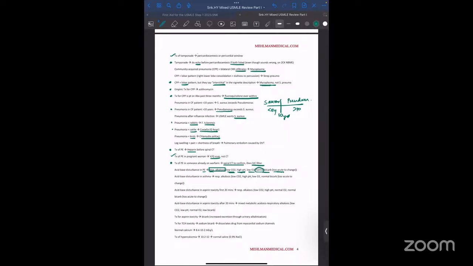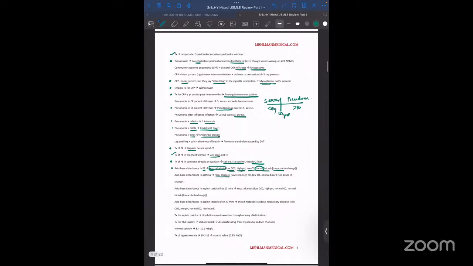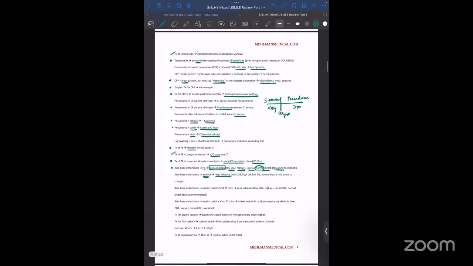Then acid-base disturbance in asthma is also respiratory alkalosis: low CO2, high pH, low O2, normal bicarb. Again, it's too acute to change, because I guess we're considering this an acute asthma attack. Then acid-base disturbance in aspirin toxicity in the first 20 minutes is respiratory alkalosis. Again, low CO2, high pH, normal O2, normal bicarb, too acute to change.